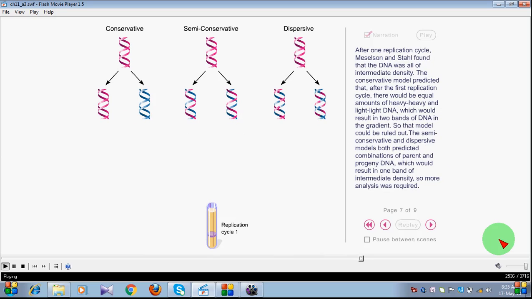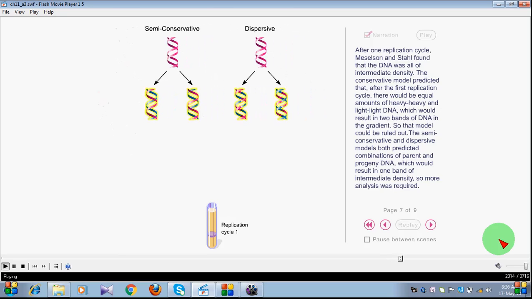After one replication cycle, Meselson and Stahl found that the DNA was all of intermediate density. The conservative model predicted that, after the first replication cycle, there would be equal amounts of heavy and light DNA, which would result in two bands of DNA in the gradient. So that model could be ruled out. The semi-conservative and dispersive models both predicted combinations of parent and progeny DNA, which would result in one band of intermediate density, so more analysis was required.